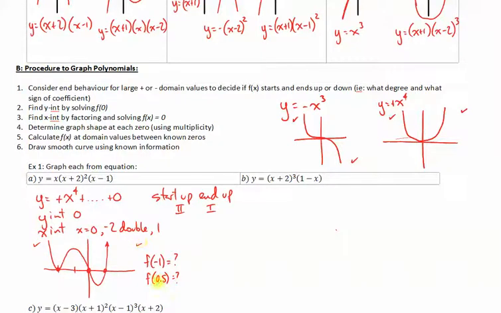Some helpful values to know would be f of -1 and perhaps f of 0.5 to figure out how low and how high these points are. Try this next one on your own and then see how you did.